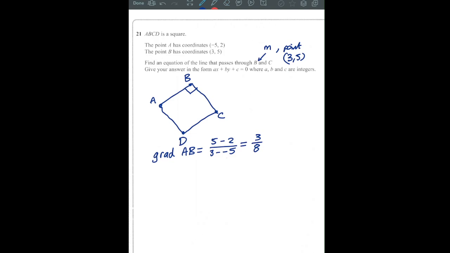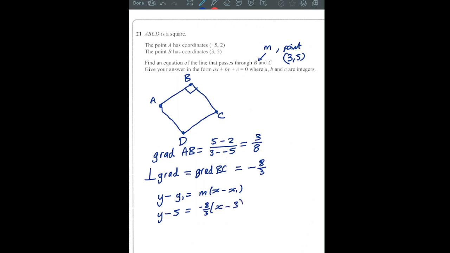So the gradient of AB is 3 over 8. The perpendicular gradient, which is the one that I actually want, which is the gradient of BC, perpendicular gradients is a negative reciprocal. Swap the sign and flip it over. So the gradient that I actually want is -8/3, and I have a point (3, 5). So now I can use my favourite, y minus y1 equals m(x minus x1). Y minus the y coordinate of the point, which is 5, equals -8/3, x minus the x coordinate of the point, which is 3.